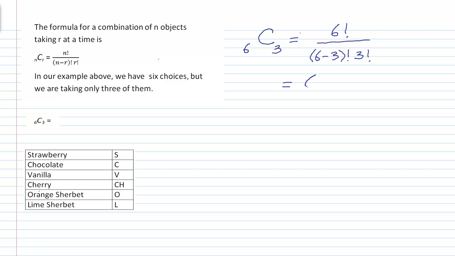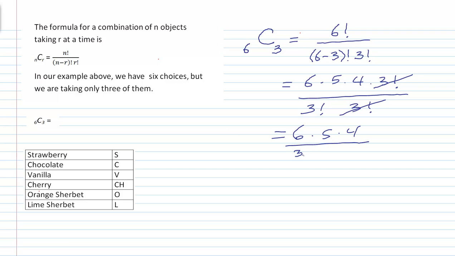Numerator, 6 times 5 times 4 times 3 factorial. Denominator, 3 factorial times 3 factorial. Now, I can write out 3, 2, 1 and keep going here, but since I know that that's going to be 3, 2, 1, and I'm going to divide them out, I don't have to do that. 6 times 5 times 4 over 3 times 2 times 1. That gives me a total of 120 over 6, or 20 choices.